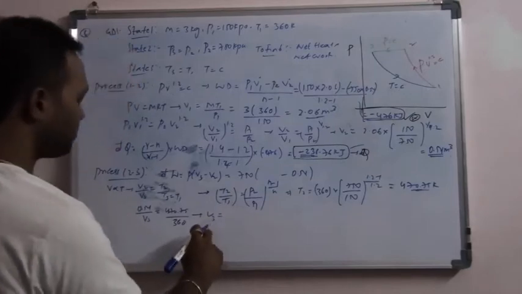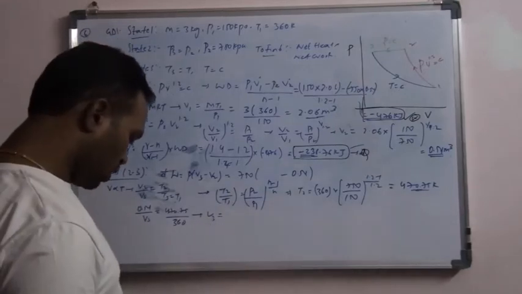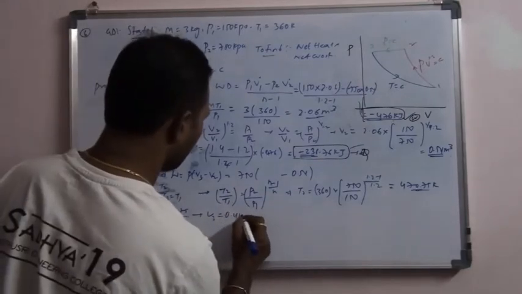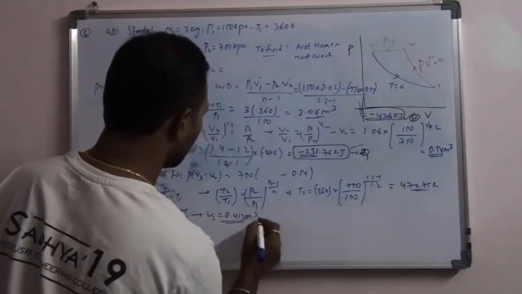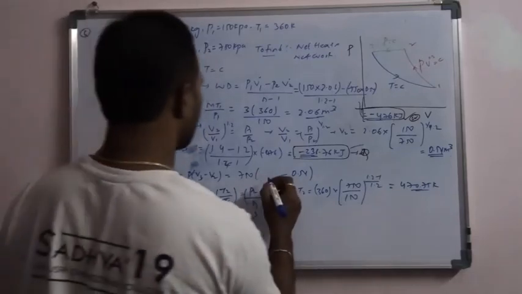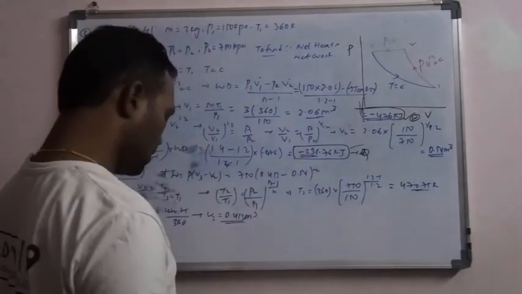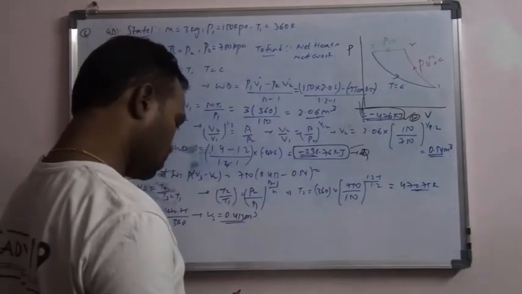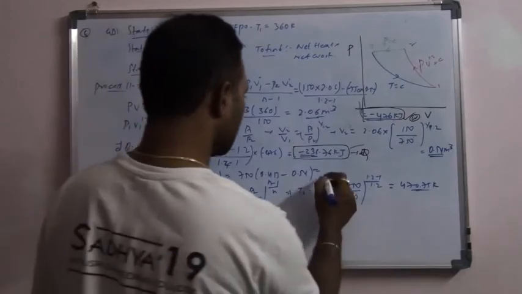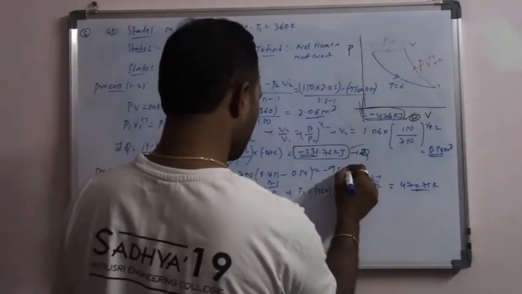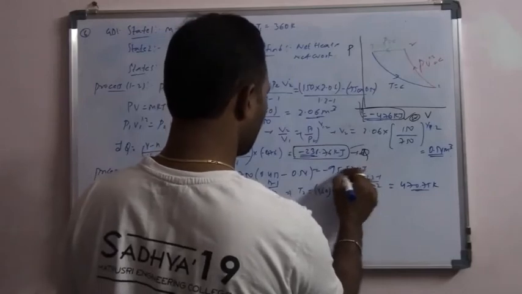V3 is 0.413 meter cube. Now V3 is known, so directly substitute 0.413. The value I have got for work in this process is minus 95.57 kilojoules.